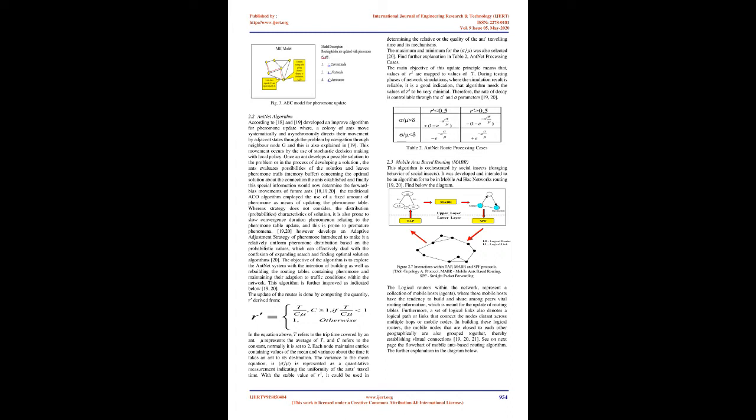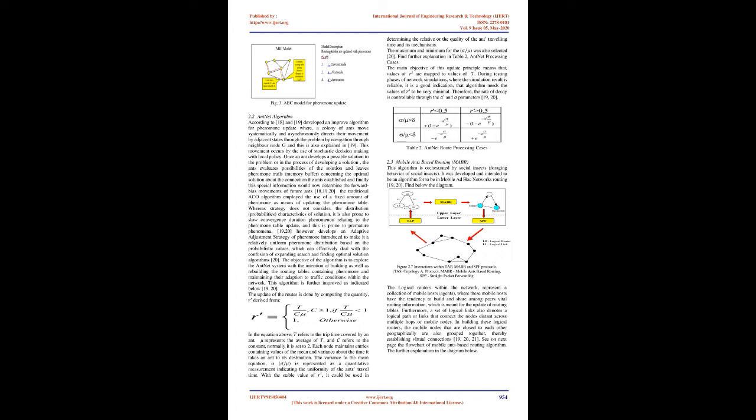[20] The objective of the algorithm is to explore the ANT-net system with the intention of building as well as rebuilding the routing tables containing pheromone and maintaining their adaptation to traffic conditions within the network. This algorithm is further improved as indicated below. [19, 20] In the equation above, the first term refers to the trip time covered by an ant. Another represents the average, and the last refers to the constant, normally set to 2.